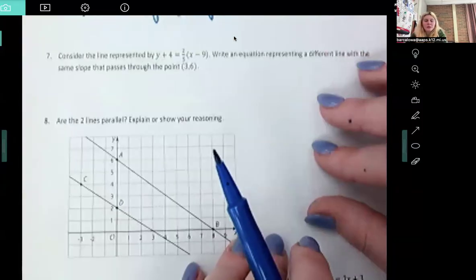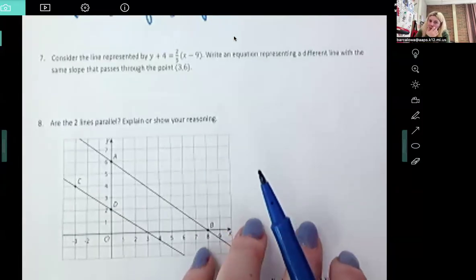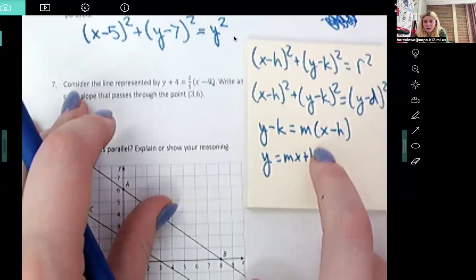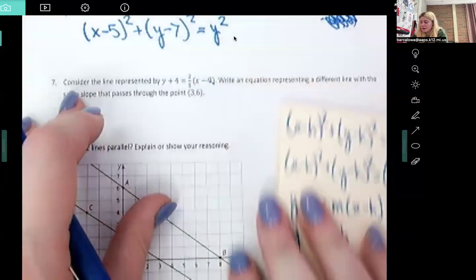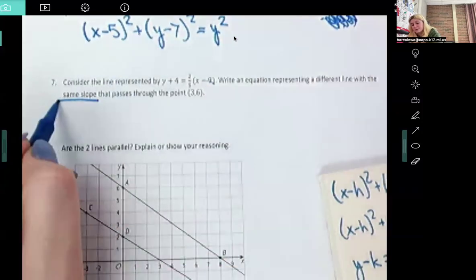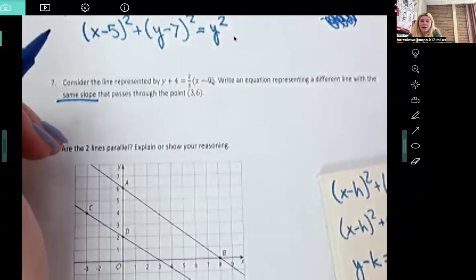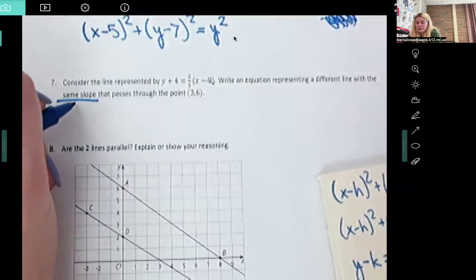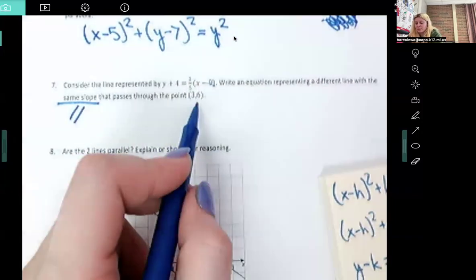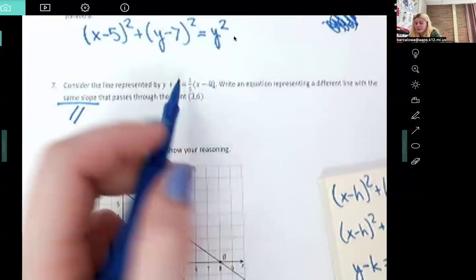Okay. So consider the line represented by this equation. That looks like my point slope form, which needs two things, a point and a slope. Okay, write an equation representing a different line with the same slope. Same slope, remember, means they are parallel. Okay, and passes through the point 3, 6. All right, so my slope is 2/5.